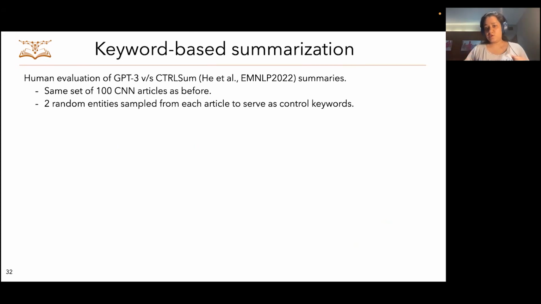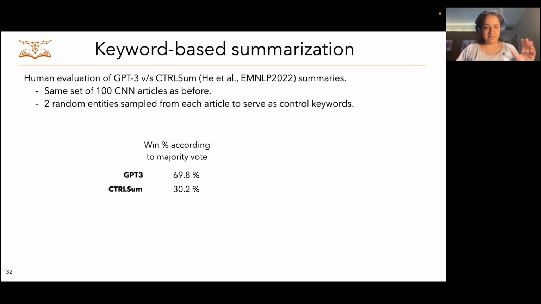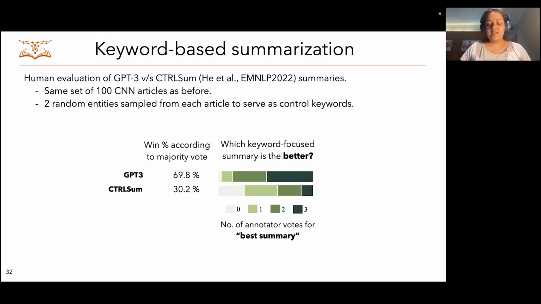We also ran a human evaluation to benchmark how good GPT-3 was compared to prior fine-tuned models for keyword-based summarization. These were the results that we got. According to majority vote, around 70% of the time, human annotators preferred GPT-3 summaries compared to control sum. I've also included this graph of annotator agreement, but both basically show that overwhelmingly GPT-3 summaries were preferred to control sum, much more than the generic summarization case.